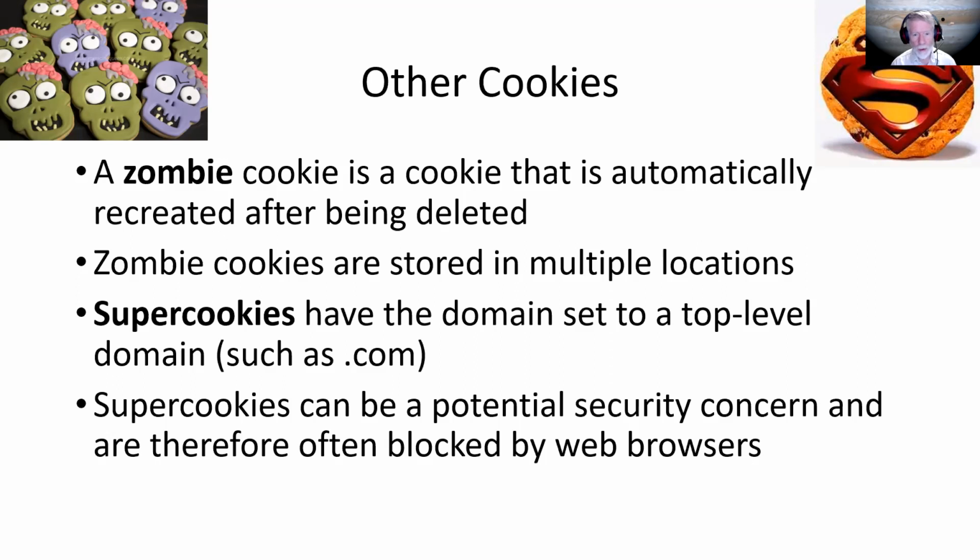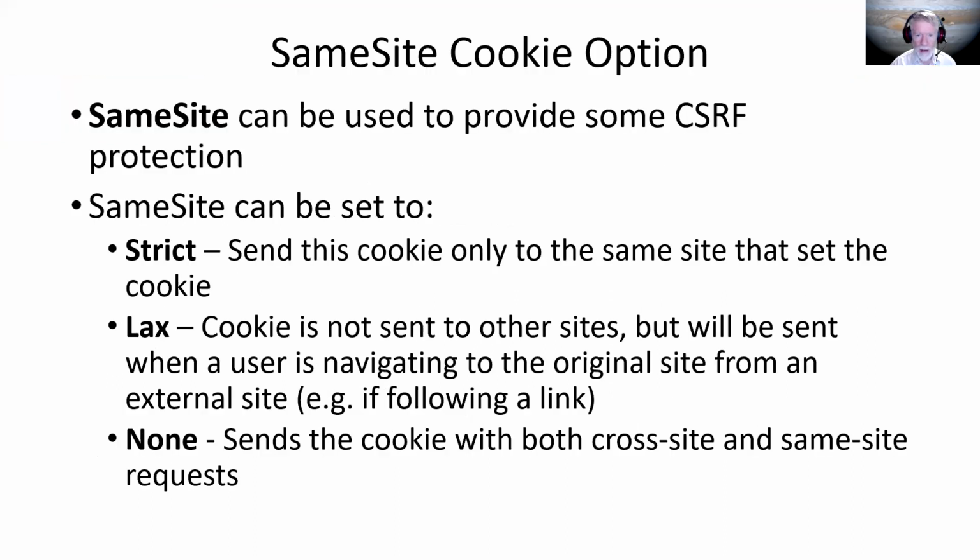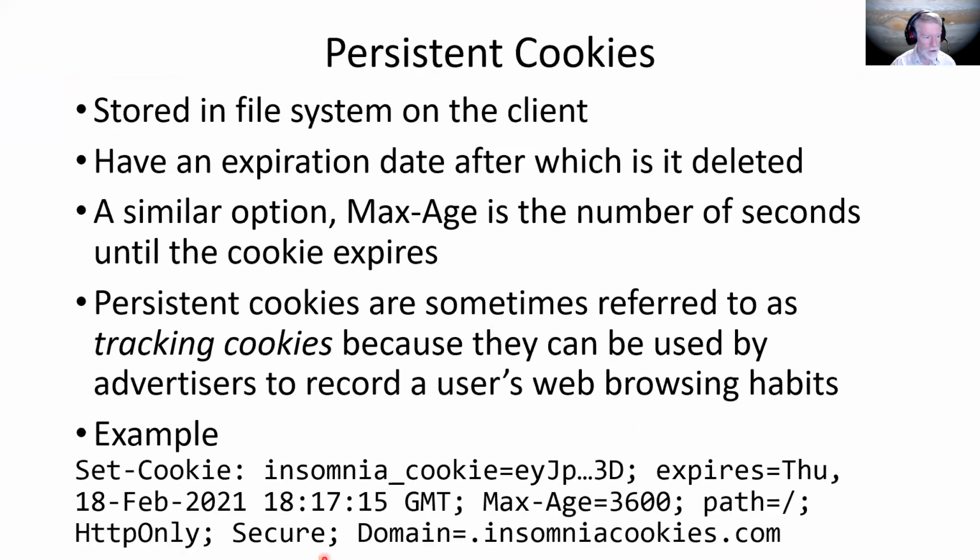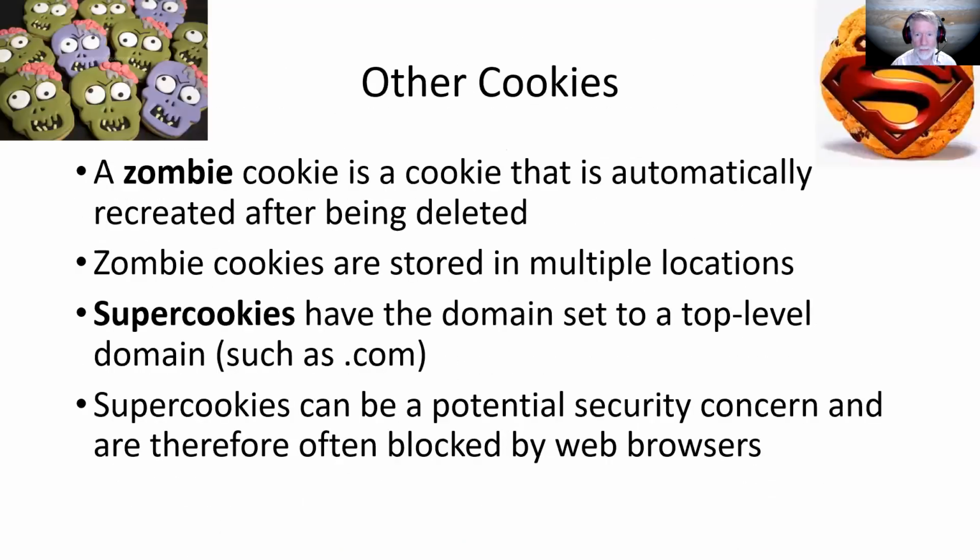And then there are super cookies. Now we saw that cookies can have the domain. Backing up, there's the domain. But what if it just said domain equals .com? Well, that's a pretty broad decision. And that would make it a super cookie, allowing you to access that cookie in any top level domain. That would be a security problem. And so most browsers block super cookies.